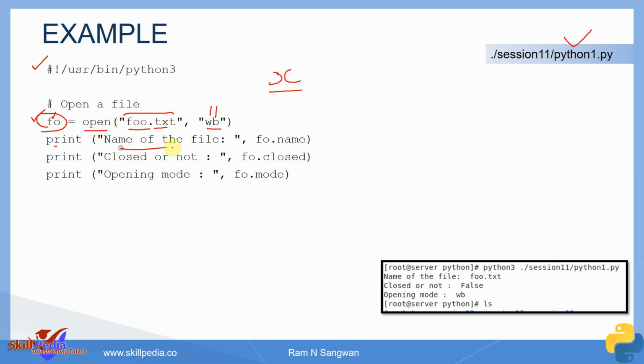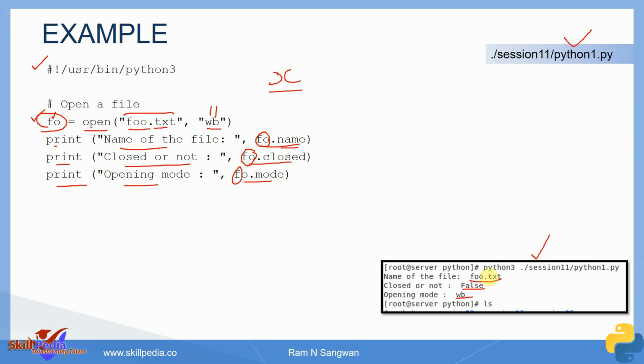Print the name of the file created, fo.name. Print closed or not, fo.closed. Print the open mode, the file mode, fo.mode. That means the object name whatever you have specified, followed by the method. And when you execute this, you will get the name of the file, closed or not, and the opening mode. Alright, you get all these details.